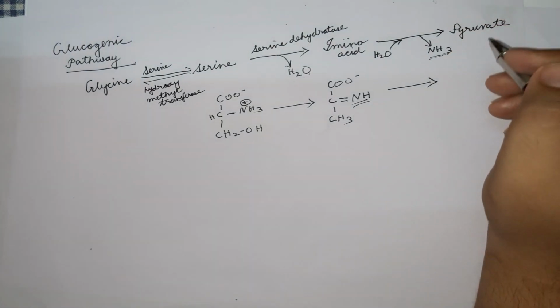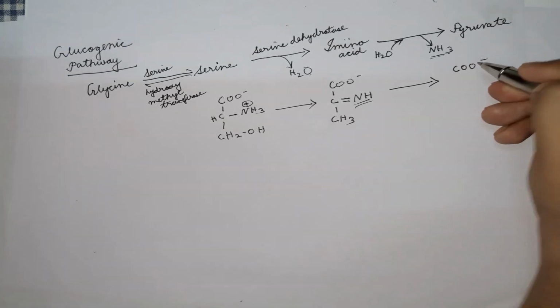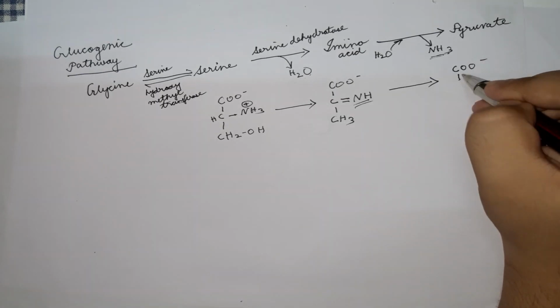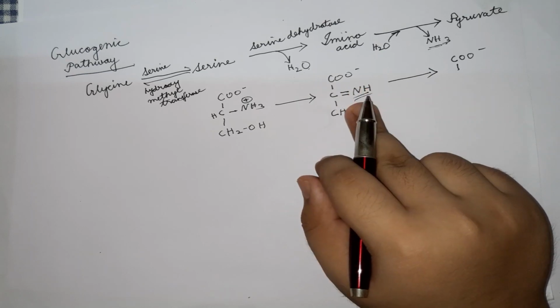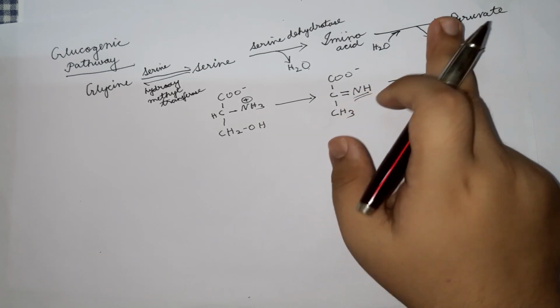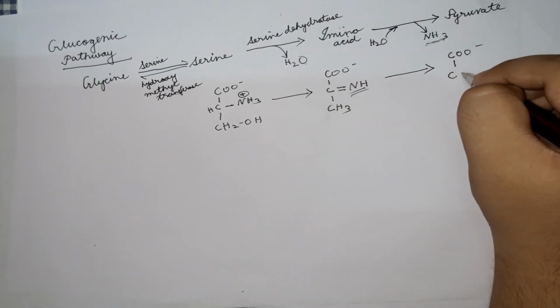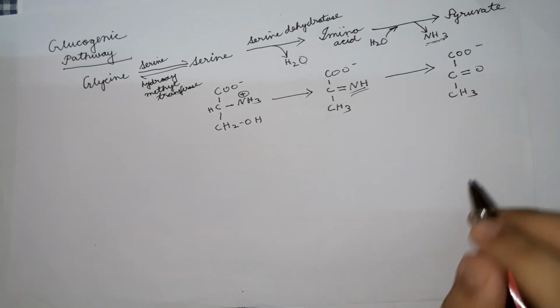molecular structure of pyruvate? Pyruvate is very important. It's too important to not know the molecular formula. So COO minus remains, right? The only difference is that C double bond NH, that is an amino group, has been replaced by double bond O and CH3. This is pyruvate.